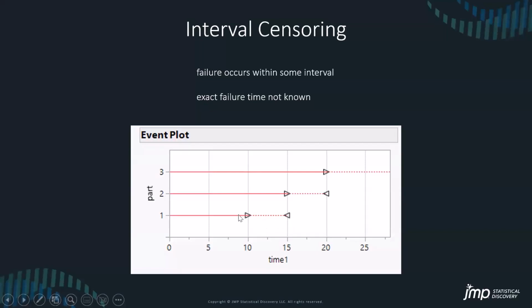So it must have failed somewhere between 10 and 15 hours. We don't know exactly when, but it did. So it's interval censored. It failed somewhere in this interval. Part 2, same thing. This time it failed somewhere between 15 and 20 hours. And part 3, it failed after 20 hours. So you could say the interval here would be between 20 hours and infinity. And you can actually do that in JMP. You can say that I don't know the upper end here, so I can use infinity if I want to.